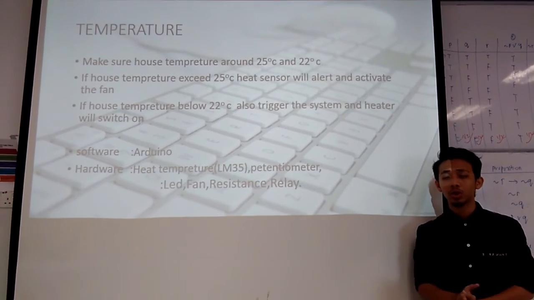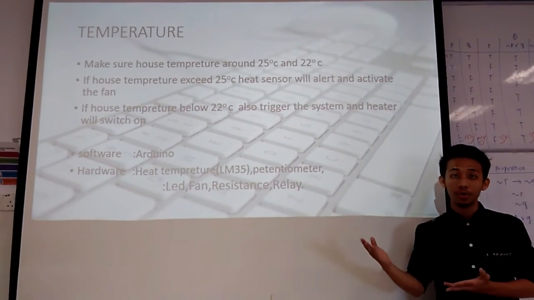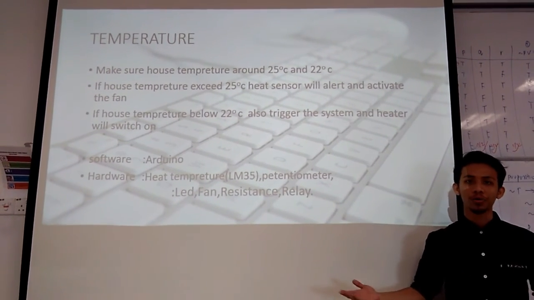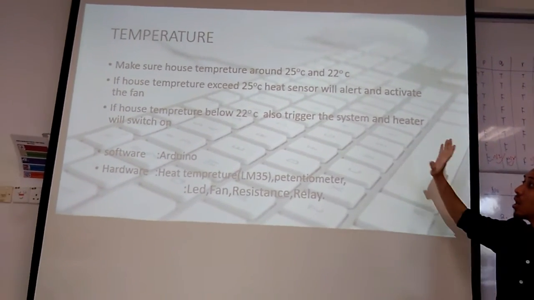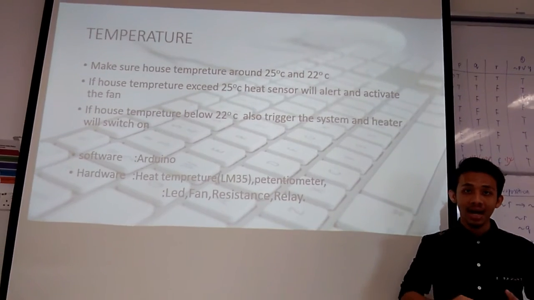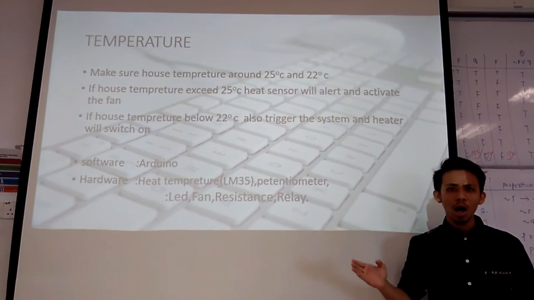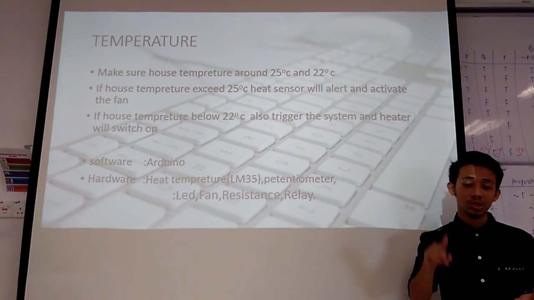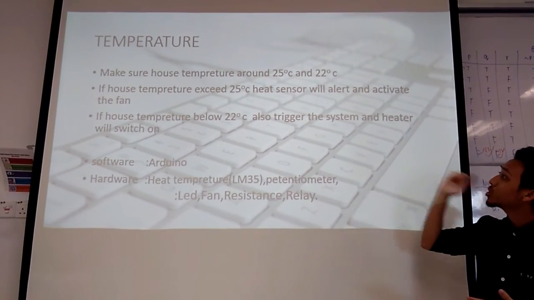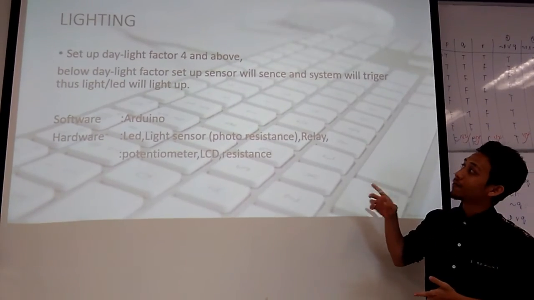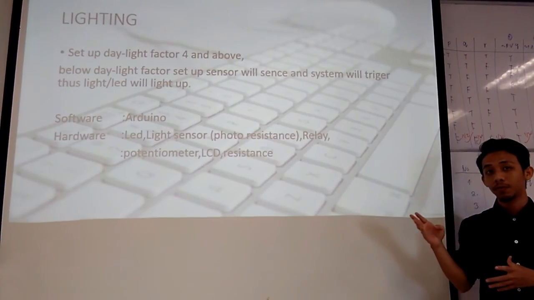First, our comfort control is about the temperature, how we regulate and monitor the temperature in our house. This is the way we want to apply it in our solar smart home. We make sure the temperature in our house is between 22 and 25. For lighting, we set up a daylight factor of 4 and above.